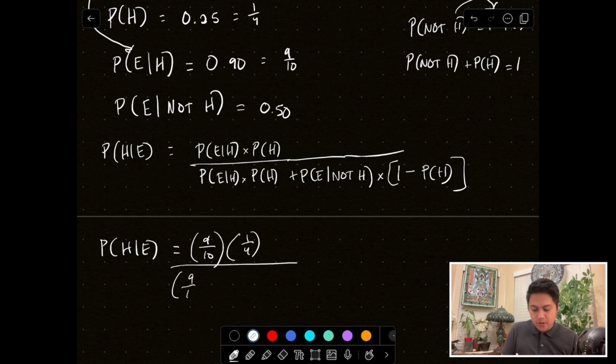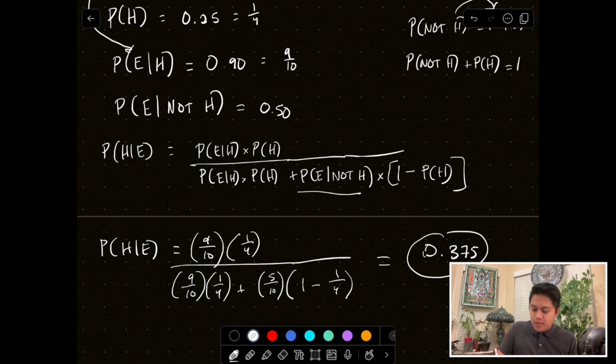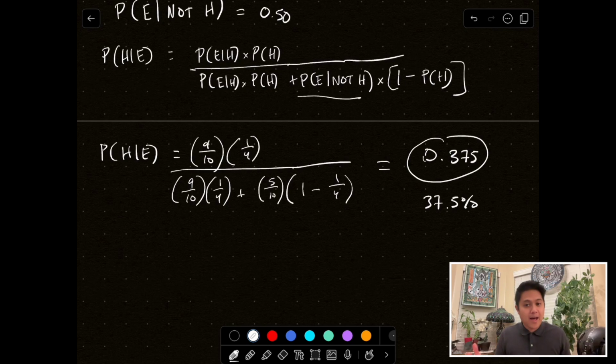We repeat that term on the denominator. But then we have to do this term right here, P of E given not H, which we're going to say is 50%, 5 over 10. And then we're going to do 1 minus P of H, which is 1 over 4. Now, if you actually plug all these numbers into your calculator, I will not do that, but you can essentially do this, you're going to get a number of 0.375, which says there's a 37.5% chance your crush actually likes you, given that they texted back within 2 minutes, which is, hey, not bad. Actually, that's actually an improvement.